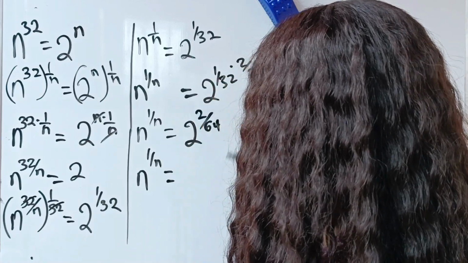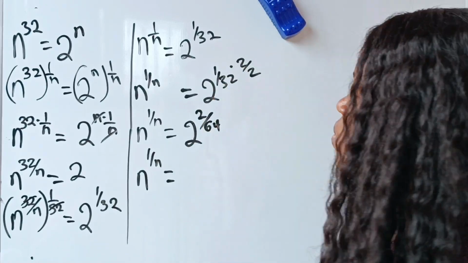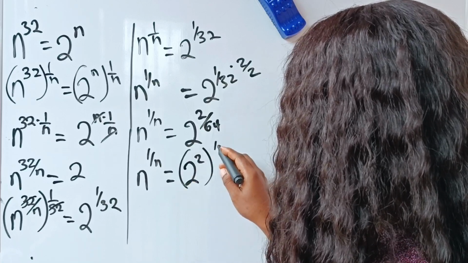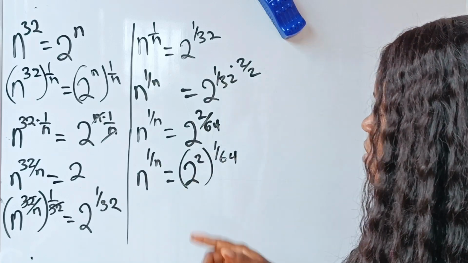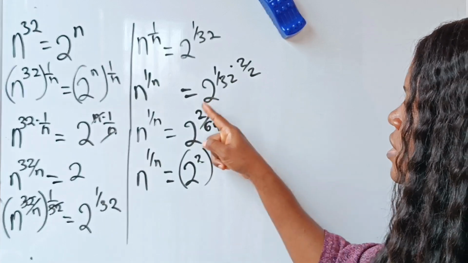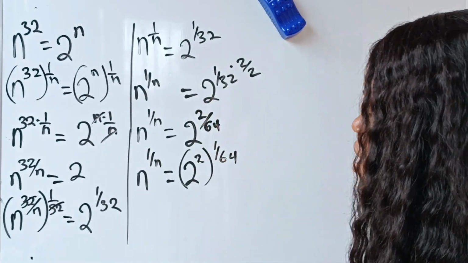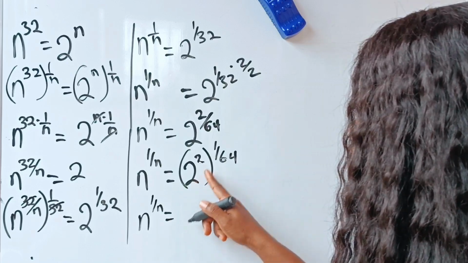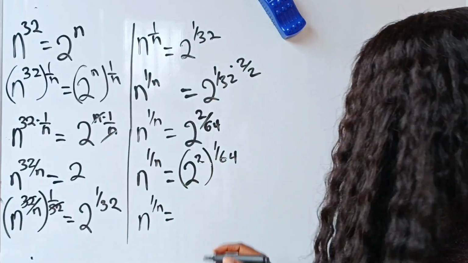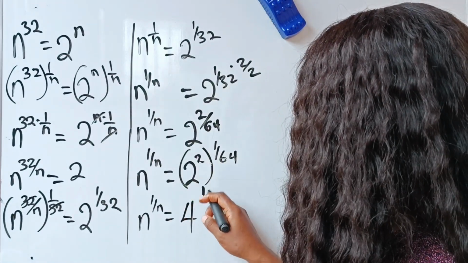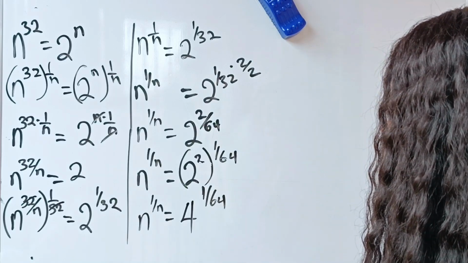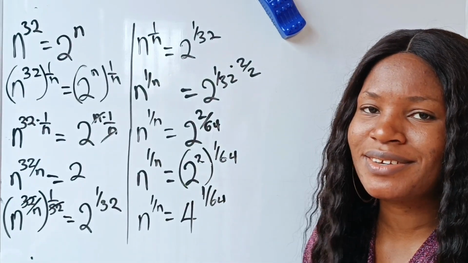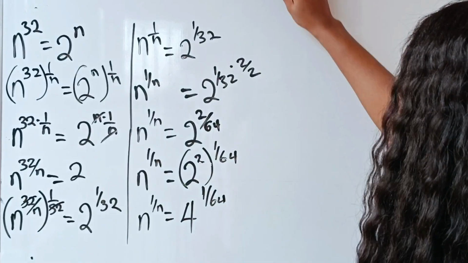We can rewrite this as 2 raised to the power of 2, raised to the power of 1 over 64, because 2 times the whole of this will still give us this. So we have n to the power of 1 over n is equal to 2 to the power of 2, which gives us 4, raised to the power of 1 over 64. Now when we look at this, there's still no comparison. What should we do? We are going to continue.